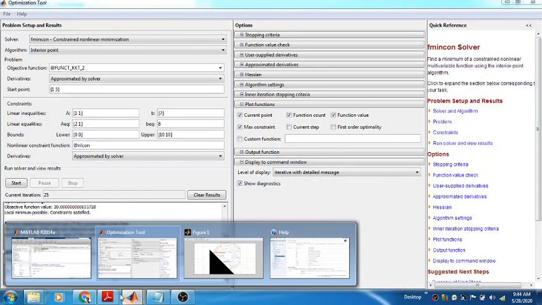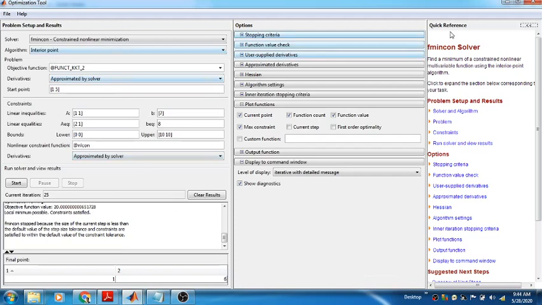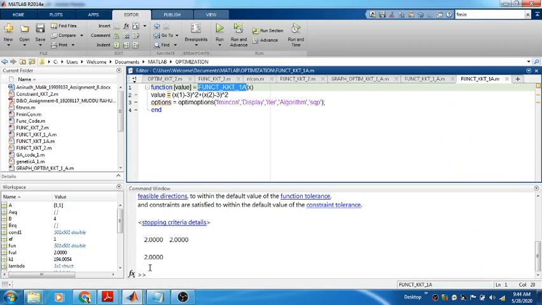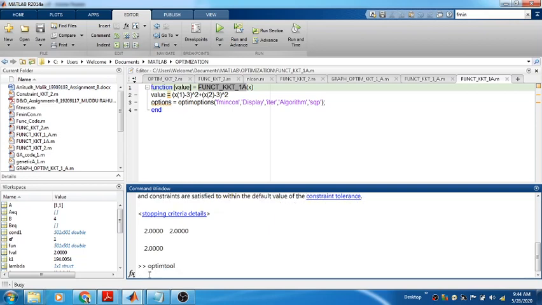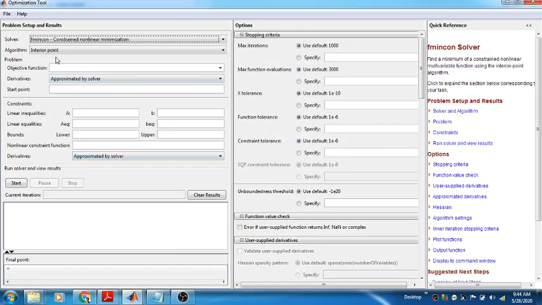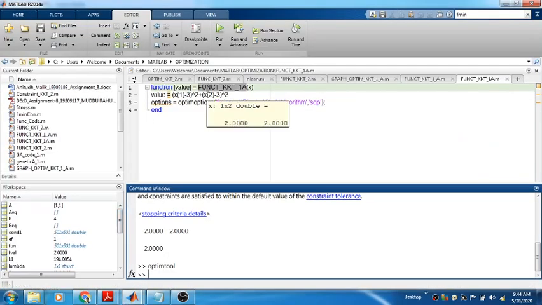First of all you need to open this tool. How can you open it? You must write here optimtool, right? Once you enter it, immediately things will come up here. So you need to write the at sign and this function, because we are dealing with the same function.